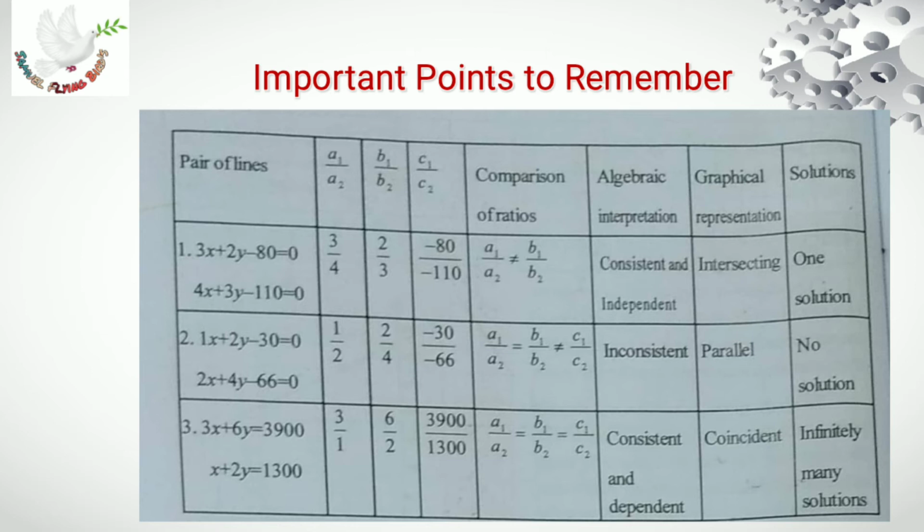Now coming to the graphical representation, we notice that since all the ratios are equal, the lines overlap each other. So we call this coincident lines in the graphical representation, because both the equations lie on each other and are coincident. Now coming to the solution, there are infinitely many solutions. We can notice many points lying on both lines.